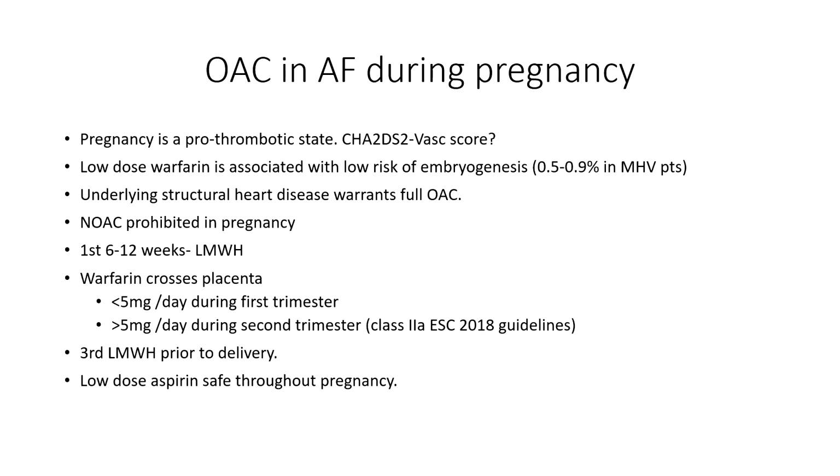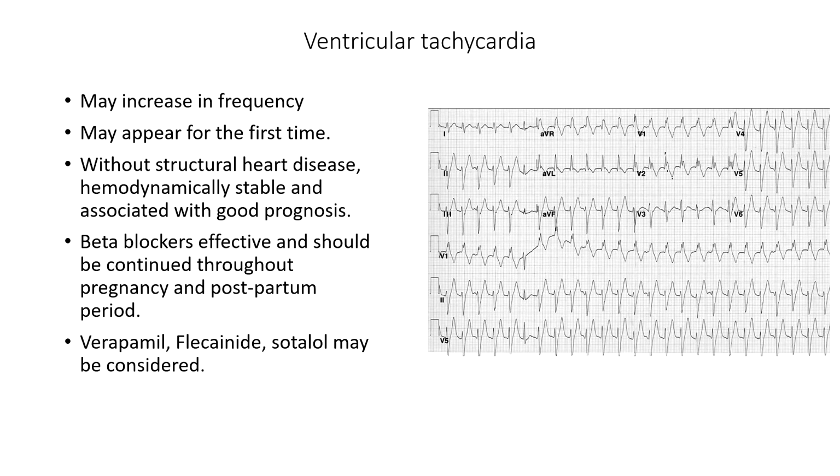If the dose is less than 5 mg per day, warfarin can be given because it has been shown that lower doses of warfarin have a very low risk of embryopathy. More than 5 mg per day can be given in the second trimester, and it is a class 2A recommendation according to the ESC guidelines. Prior to delivery, you have to admit these patients and convert them to low molecular weight heparin, because warfarin has been shown to increase intracerebral hemorrhage and all these problems. So you have to start low molecular weight heparin prior to delivery. Low dose aspirin can be given in all patients and is found safe throughout pregnancy.